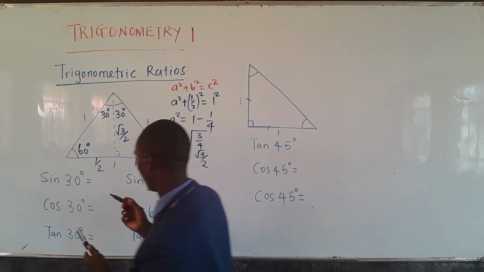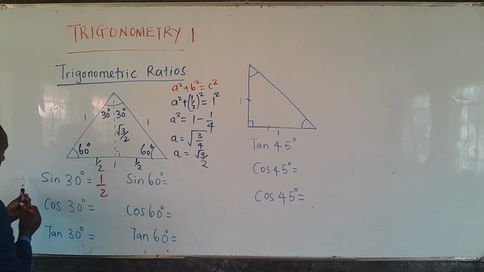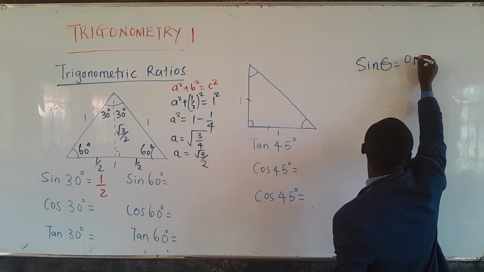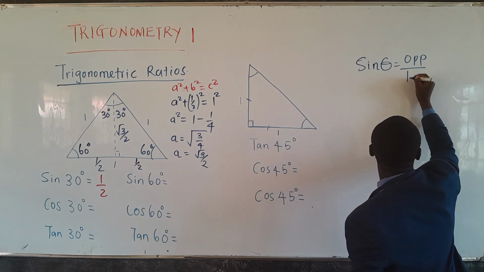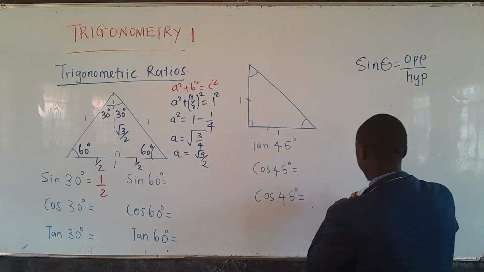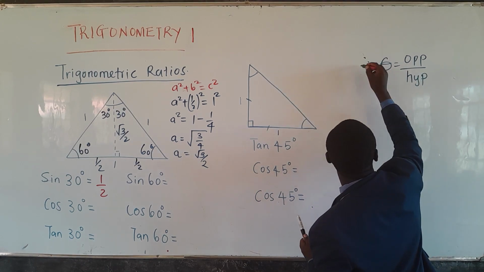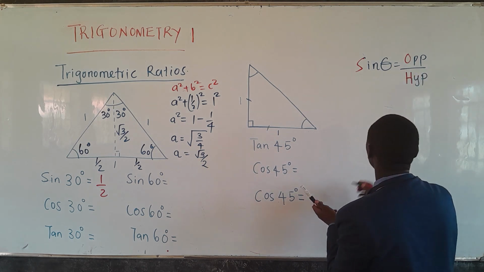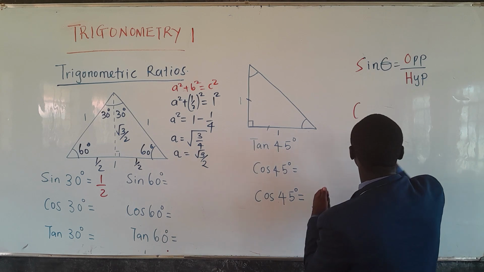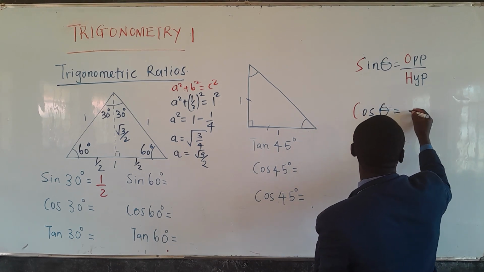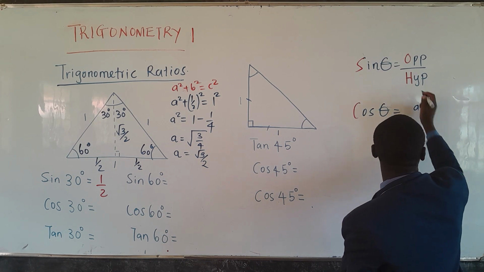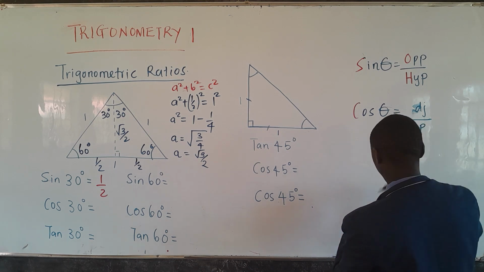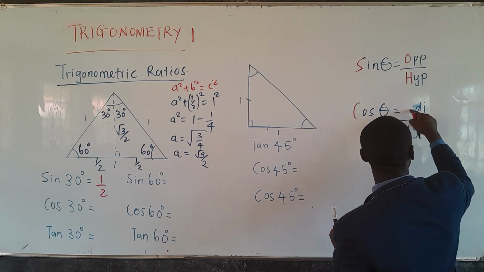So that's going to be a half, because we said in our previous videos that the sine of theta is the opposite divided by the hypotenuse. And if I can use different colors here, you can have an S here, an O here, and an H here, hypotenuse. And also cos is given by the adjacent divided by the hypotenuse, using different colors to represent the first letters.